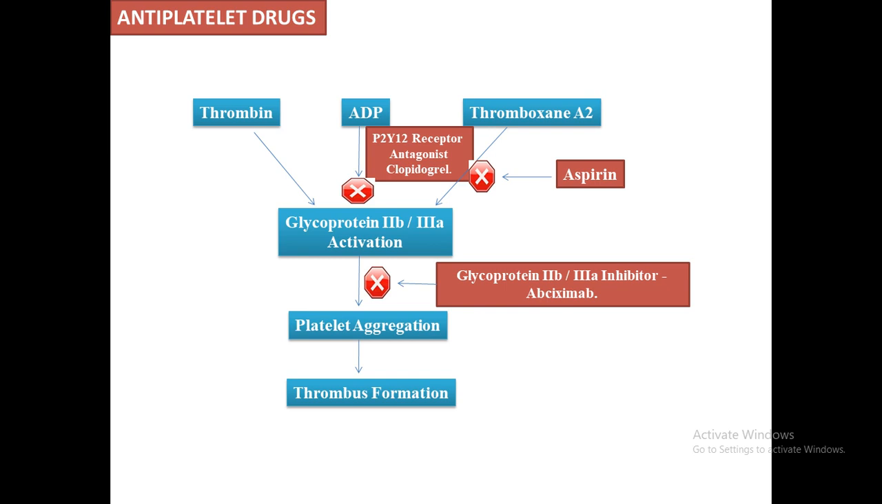If glycoprotein 2B/3A gets activated, what happens? It is responsible for platelet aggregation. Now the glycoprotein 2B/3A inhibitor, abciximab, will inhibit the activation of the platelet, so there is no platelet aggregation and no thrombus formation. By this mechanism, these antiplatelet drugs are working.